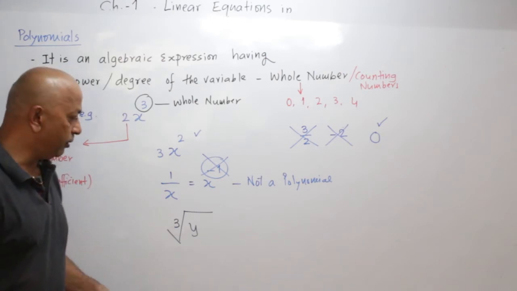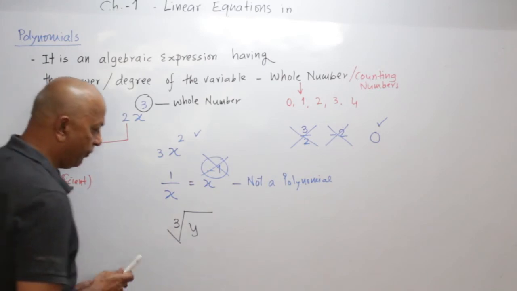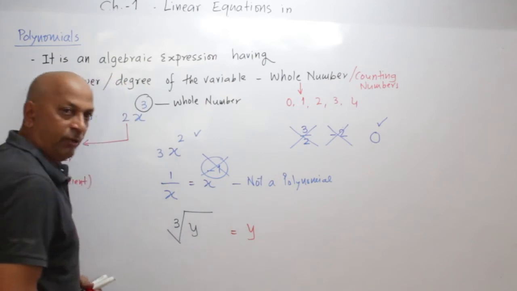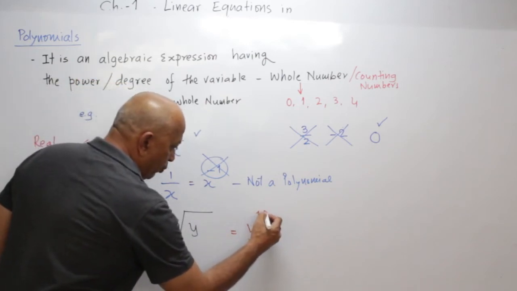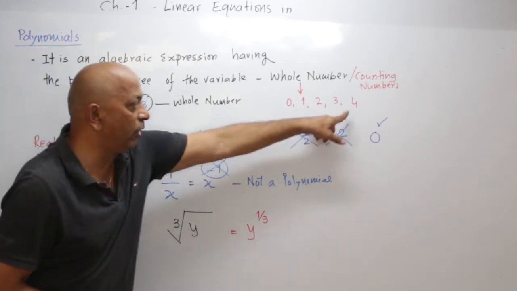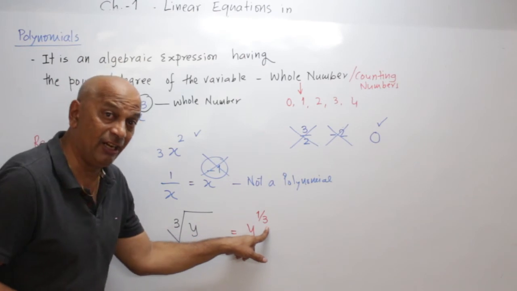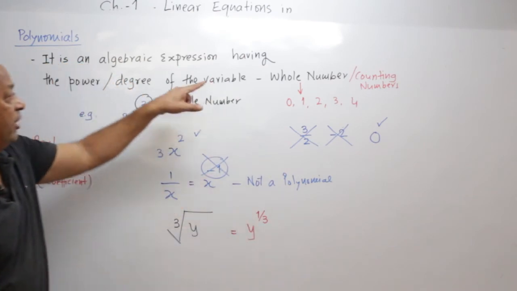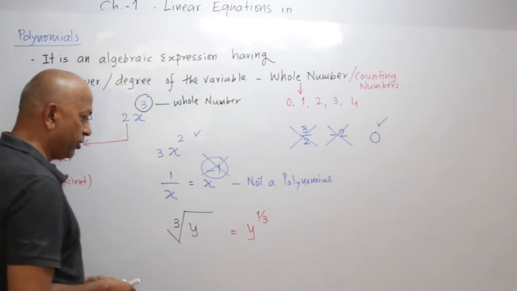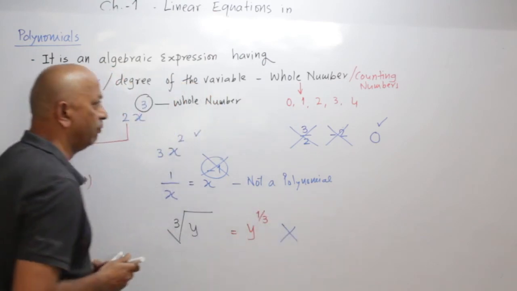Is it a polynomial? Let's check. We can write down this cube root, so y we can write down this way, raised to 1 by 3. And 1 by 3 is not a whole number. This is p by q form. This is a rational number. So this does not satisfy the condition of polynomial. So this is not a polynomial.